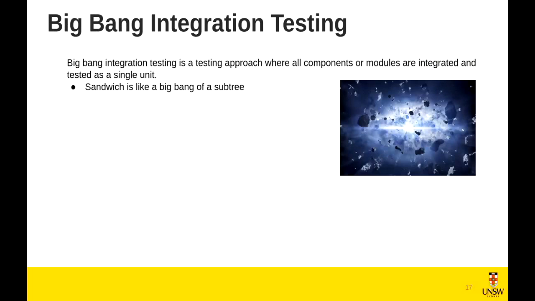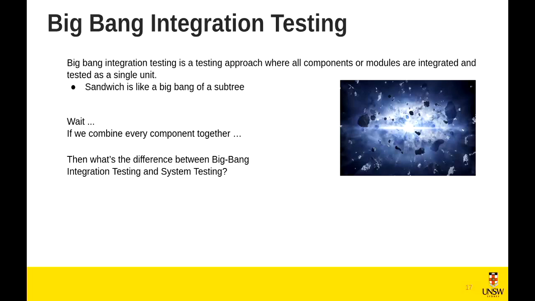One last integration strategy for integration testing is called big bang integration testing. Big bang integration is where we put all the components and modules together as a single unit. So sandwich is more like a subtree of the big bang. Big bang just tests the entire functional decomposition tree. And you may think, if we combine every component together and test them together, what's the difference between big bang testing and system testing?